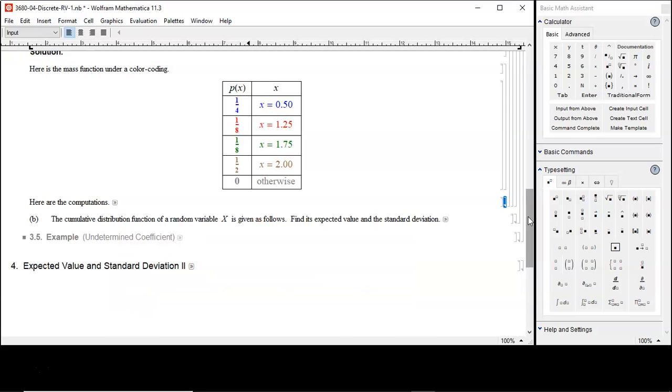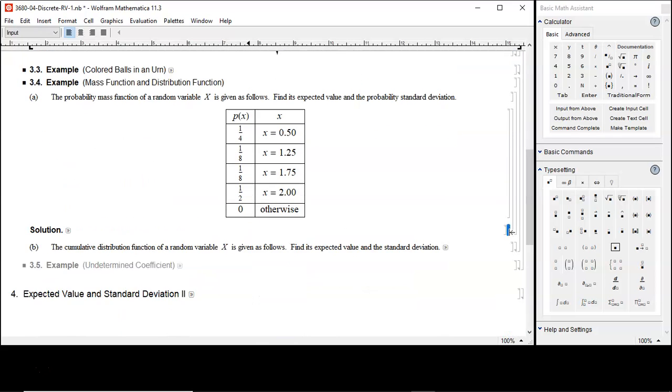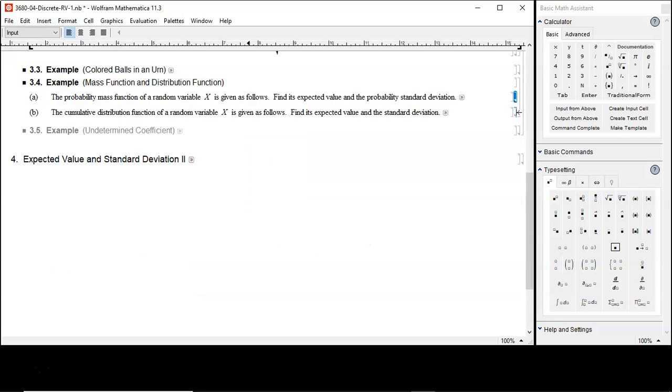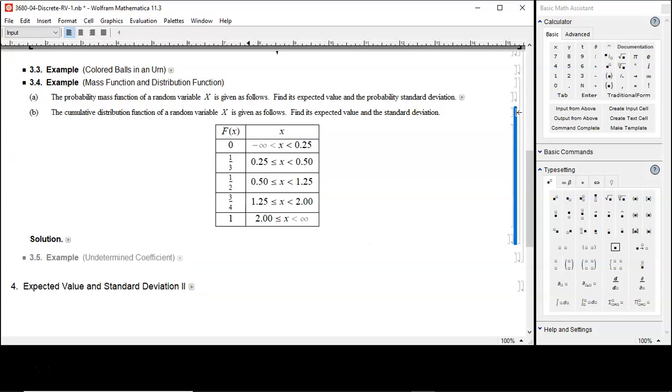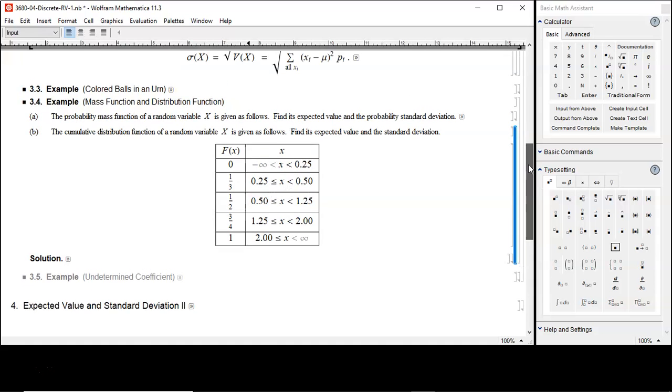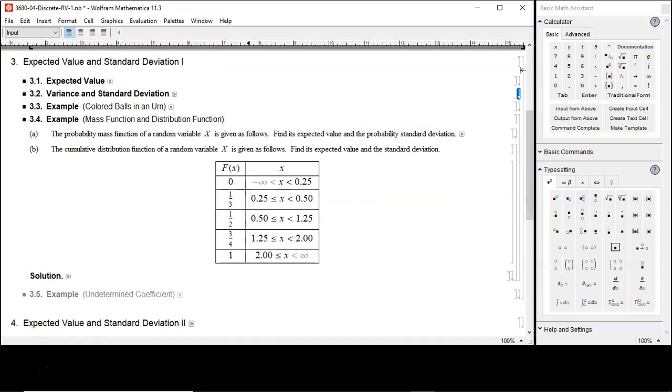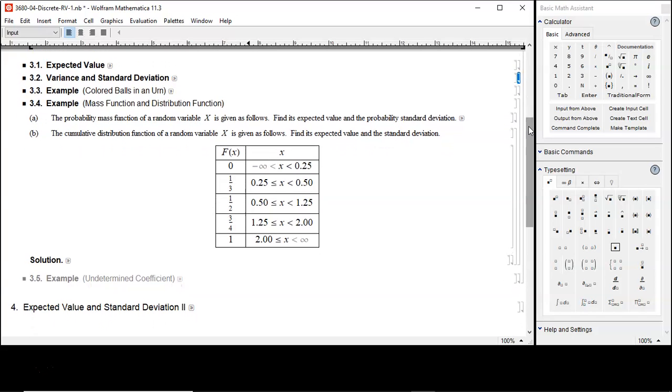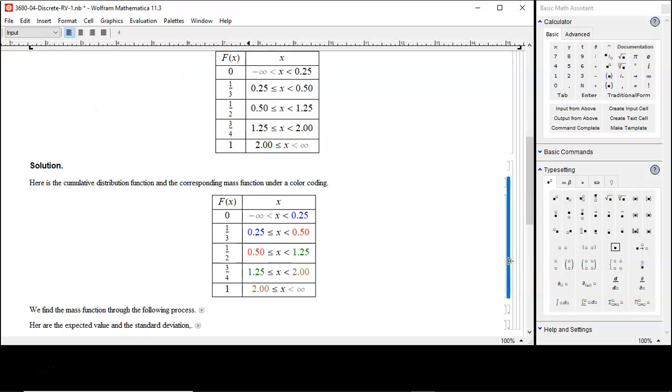Now, what if you have a cumulative distribution function instead of the probability mass function? This may be a bit more complicated, not because the computational methods for expected value, variance, and standard deviation are harder, but because there's an extra step from CDF to PMF. Once you get your PMF, you can do exactly the same thing as you did before in part A of the problem. So here's a review.